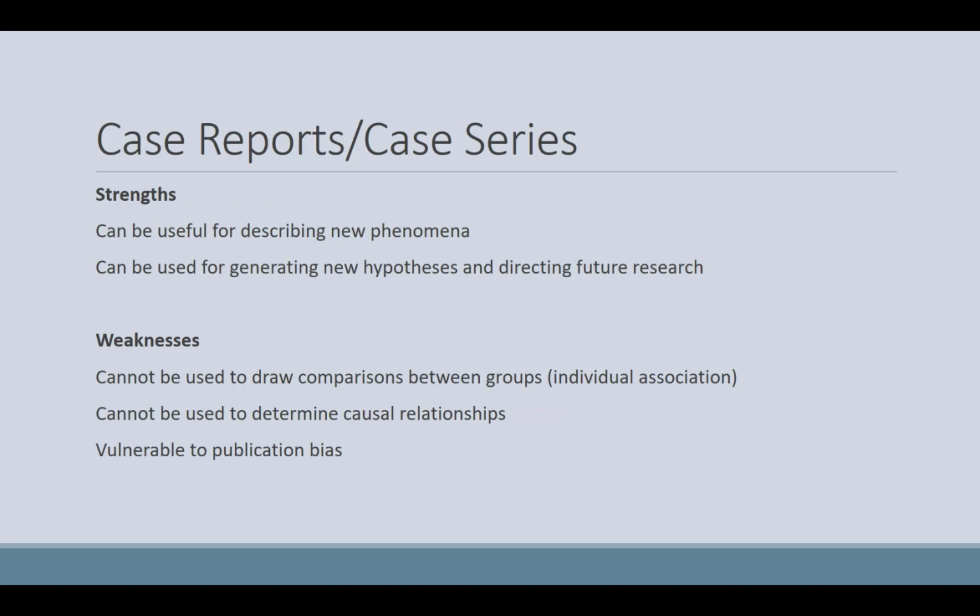Even though they're the lowest level quality of evidence that we have, case reports and case series do have their role in research. For example, they're very useful for describing new phenomena like adverse drug reactions. They can be used for generating new hypotheses and directing future research. Weaknesses, there are many. They can't be used to draw comparisons between groups. We lose individual association. They can't be used to determine causal relationships because they don't fulfill the directionality or the experimentation criteria either. And they're vulnerable to something called publication bias, which we'll discuss in a couple of slides.